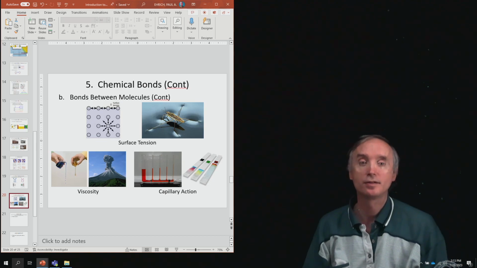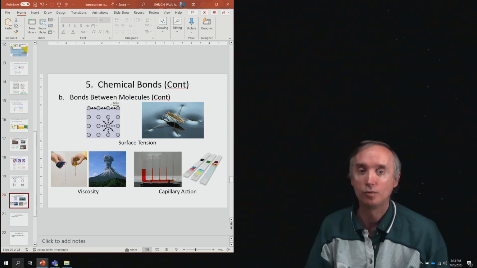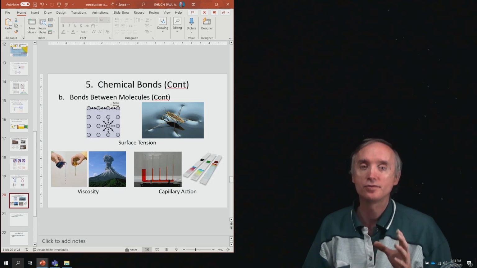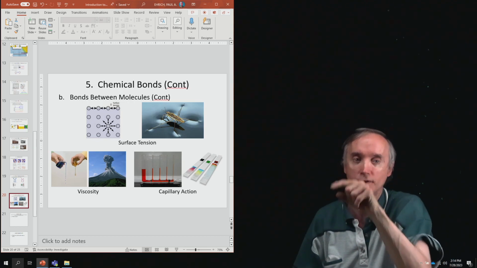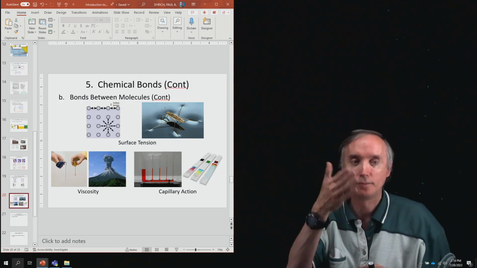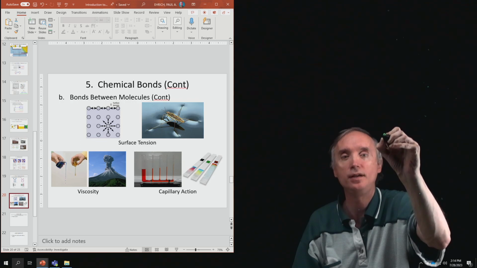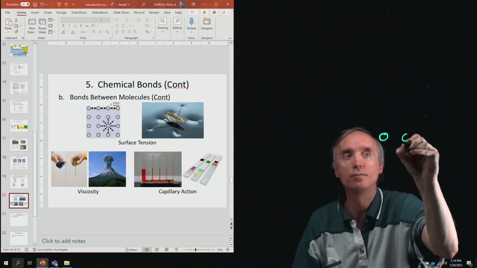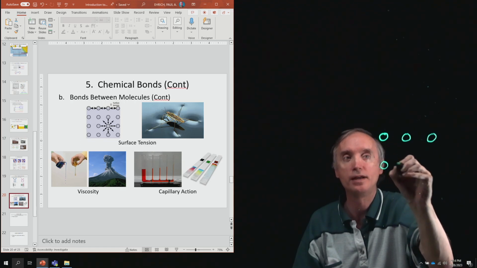Okay, in this last segment, I want to talk about some applications of what we just finished talking about with molecules being glued to each other. And so the first example is going to be surface tension. Take a look at that picture over there in the upper left-hand corner. You see some water molecules, so each of the circles is going to represent H2O.